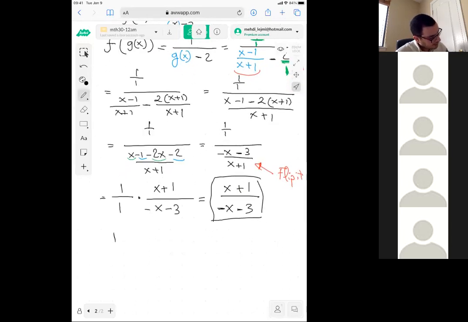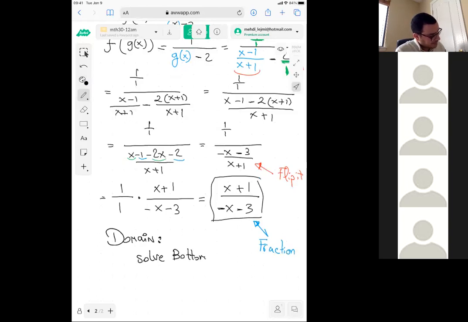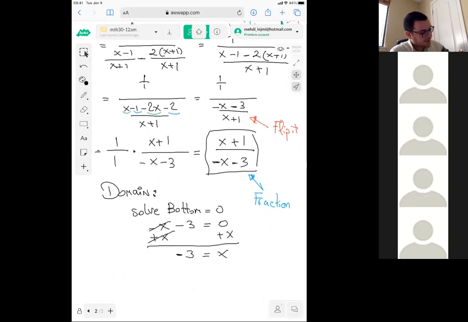So the domain, again, well, it's a fraction again, right? There's no square root, it's just a fraction. And when we have a fraction, we have to solve the denominator equal to 0, right? So that's minus x minus 3 equal to 0. You can add plus x to both sides, for example. So that would be negative 3 equal to positive x, right? So my x is equal to negative 3.